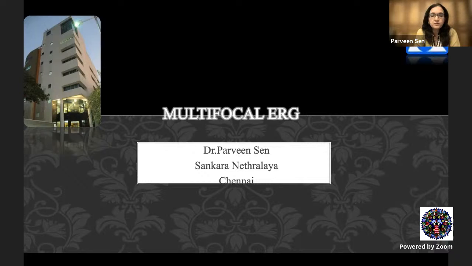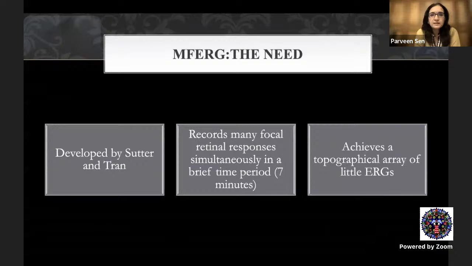So after a very good talk by Dr. Subhadra ma'am, we will go on to a little less known form of ERG, which is the multifocal ERG. So basically, this was originally developed by Sutter and Tran, and it is important because we all know that full field ERG gives us the response from the whole of the retina, and multifocal ERG simultaneously records responses from many focal areas of the retina, and with that gives us a topographical array of little or small ERGs.